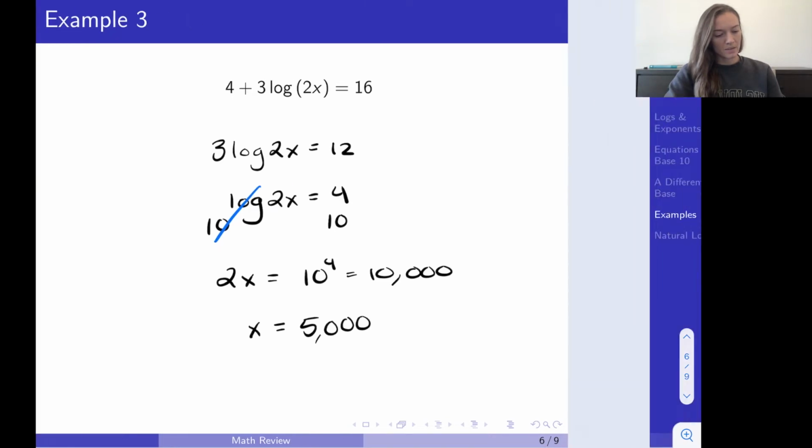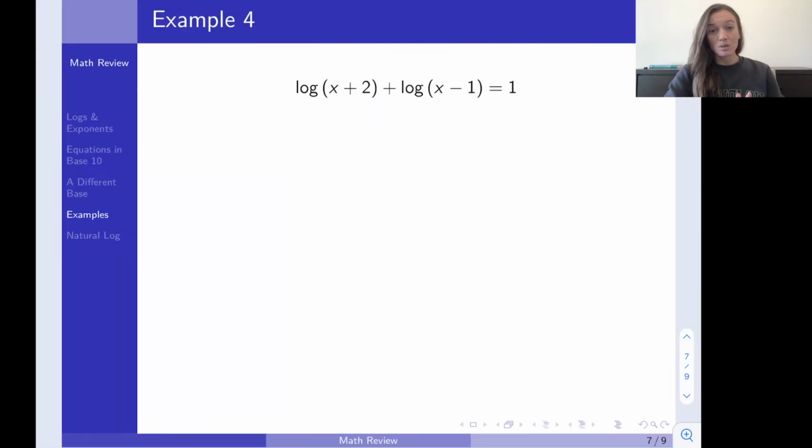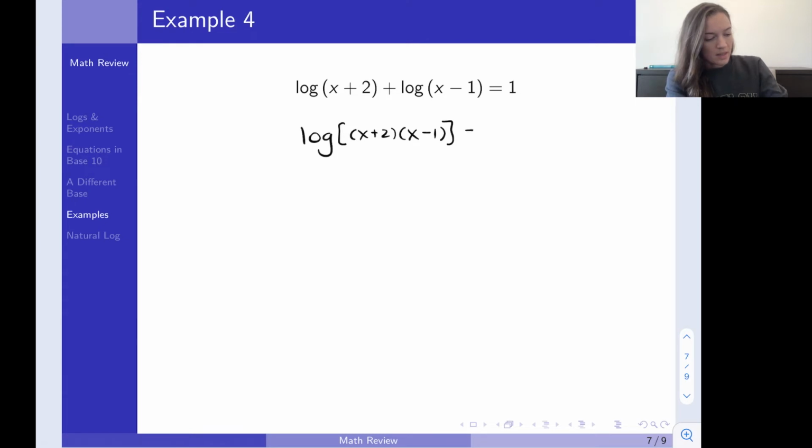All right, now let's look at an example that has 2 logs. So again, we can assume base 10 here. So what I want to do is let's use our log rule and combine these 2 logs. Just like in our previous example, there's a couple different ways you could approach this with the algebra. I'm doing it the way that I personally find easiest. So what I would do first is use my log rules to combine these 2. So I would have log of x plus 2 times x minus 1 equals 1.